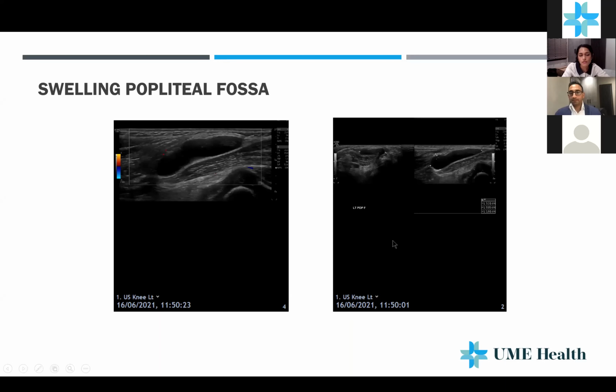The other thing to mention is that obviously if it is a sizable popliteal cyst, we can pop a needle in, take off the fluid, send it off if there's a reason to do so, and then put some steroid in.